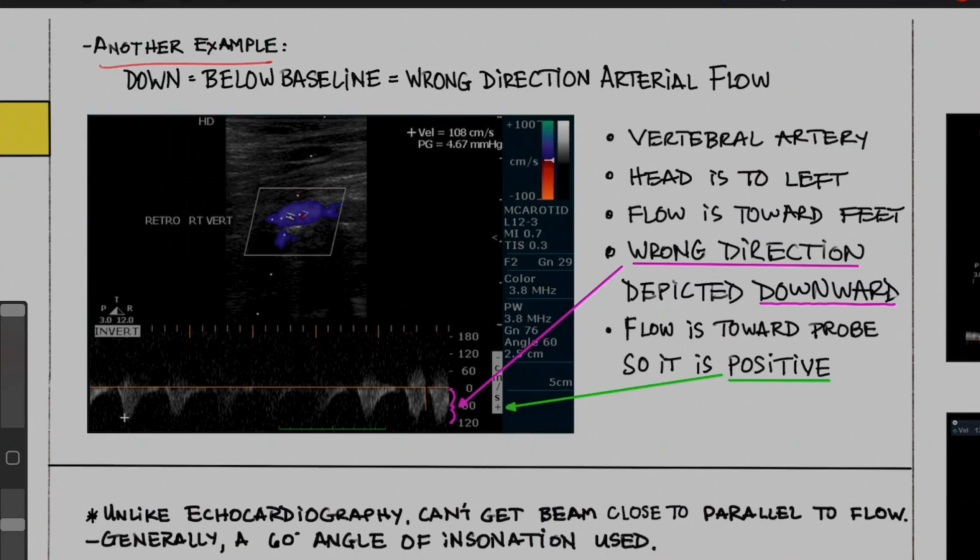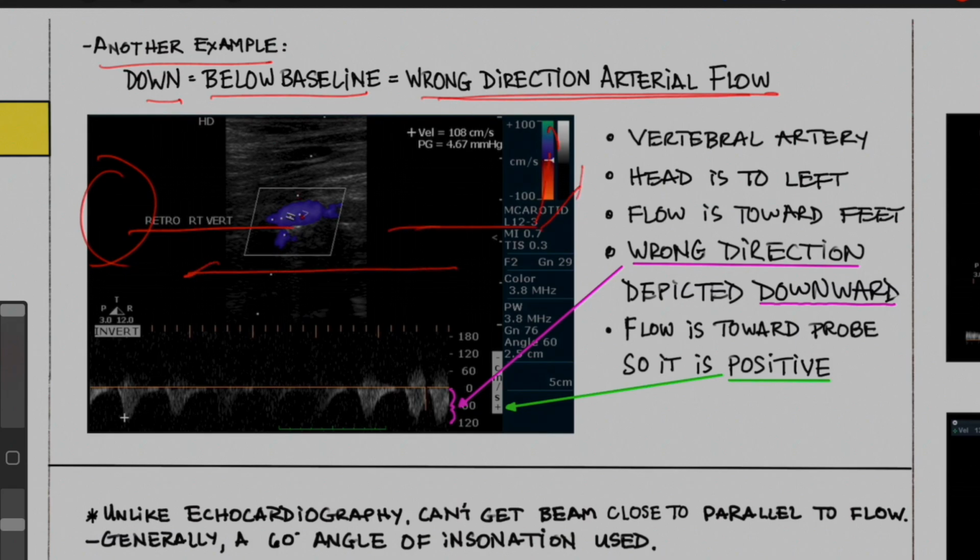So let's do another example. Here it's down, it's below the baseline. It means wrong direction arterial flow. This is another vertebral artery. Head is over here, feet. So flow is supposed to be towards the head, but flow is actually in this direction. And the ultrasound probe is this way. This is the way the waves are coming. So the flow has a vector towards the probe, which in echo land would normally be positive. And it's also positive in vascular land, but because it's in the wrong direction, it's flipped.